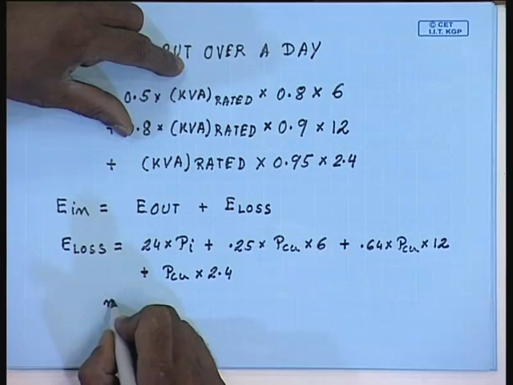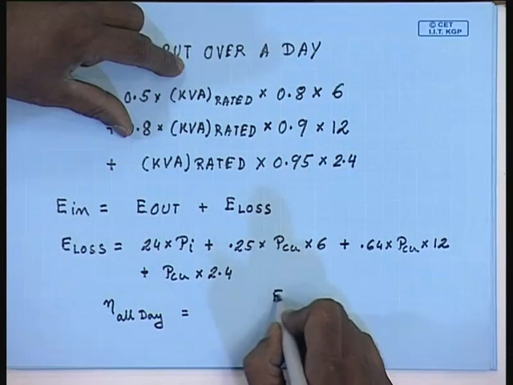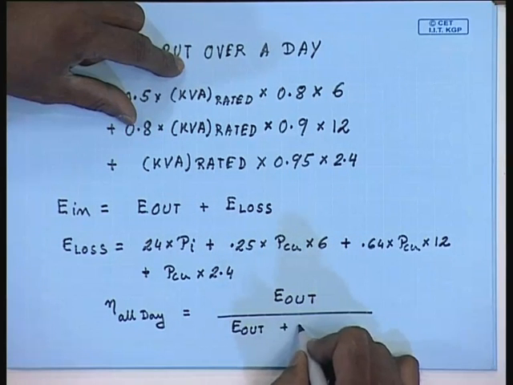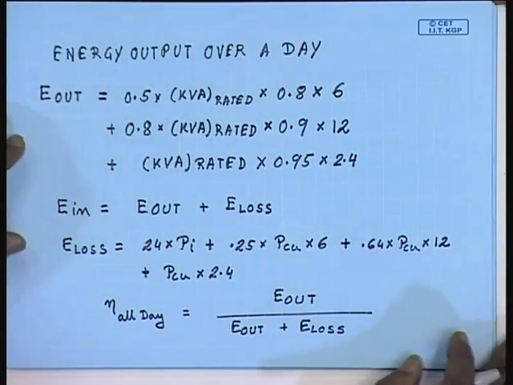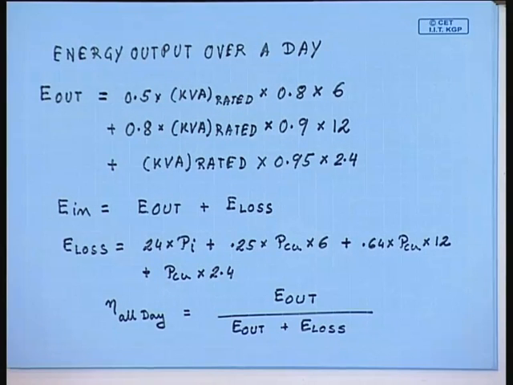So, new all day equal to E out divided by E out plus E loss. This is how one should calculate the all day efficiency of a single phase transformer, and the only data we need to calculate this all day efficiency are the copper loss at full load, which can be obtained from short circuit test data, and the core loss, which can be obtained from open circuit test data, and of course, the loading pattern of the transformer. If these data are given, then the all day efficiency of a transformer can be found.